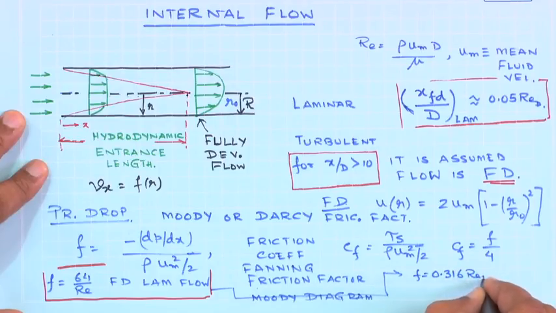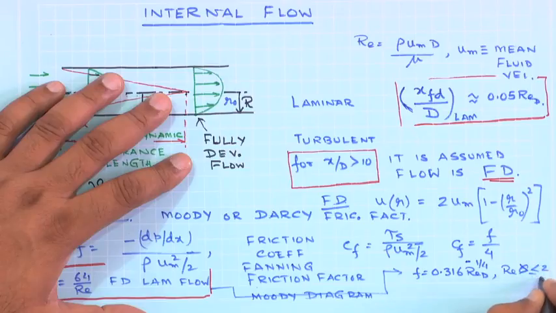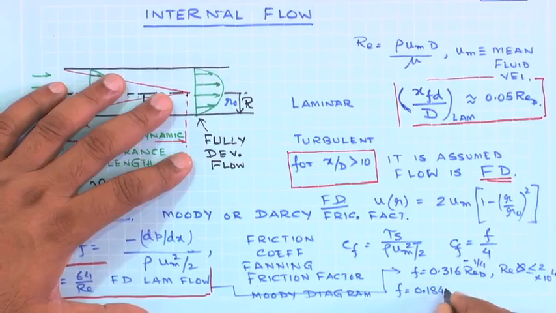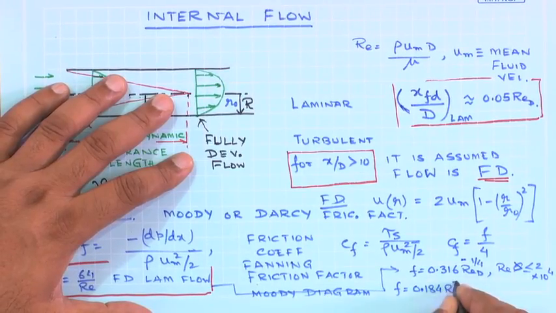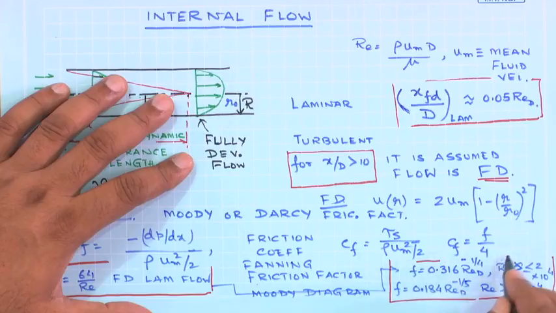This f is going to be 0.316 Reynolds number to the power minus 1/4 for Reynolds number less than or equal to 2 into 10 to the power 4, or the friction factor can be expressed as 0.184 Reynolds number based on diameter to the power minus 1/5 when Re is greater than 2 into 10 to the power 4. I am simply putting all of them on one page for the sake of completeness.